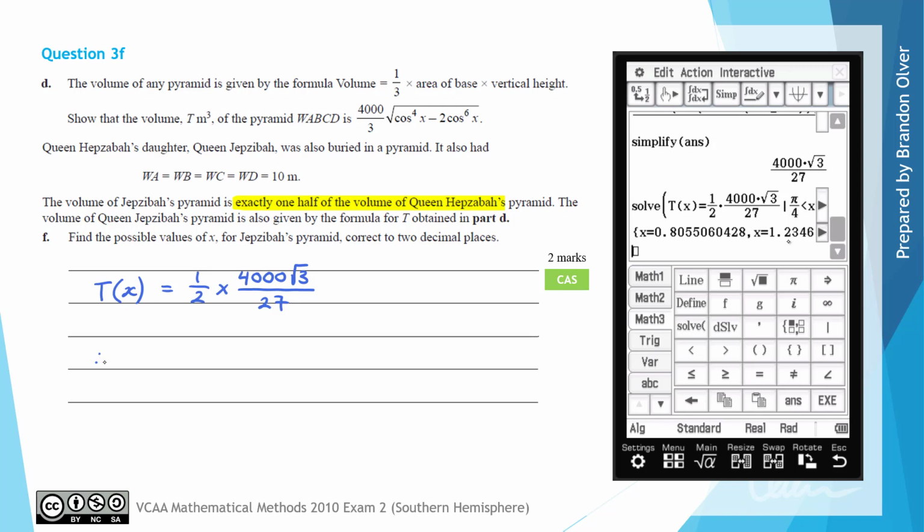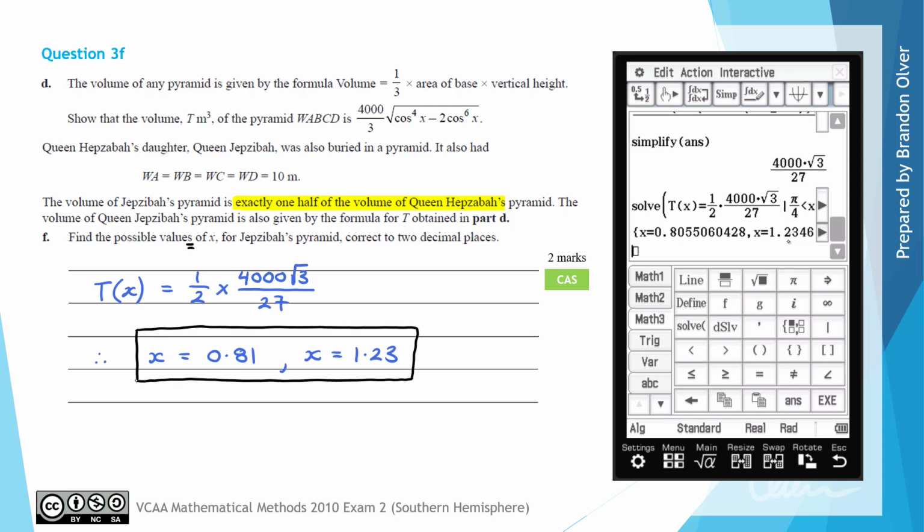And from the calculator, we can see that the decimal answers, correct to 2 decimal places, are going to be x equals 0.81 and x equals 1.23. And the question does ask for the possible values, and these two are between pi on 4 and pi on 2 because we restricted the calculator so that it would give us any answers that are between those two values. So we needed to quote both of these to get full marks for this question. So that's the answer to part F.